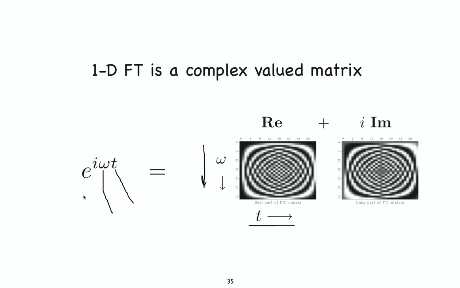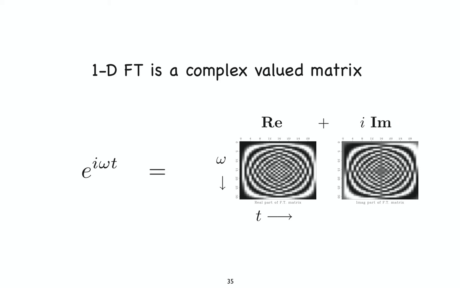So this thing is really, when you bring this e to the i omega t into a computer, it really becomes a matrix. And the matrix has a real part, and the matrix has an imaginary part. Now let's take a look inside of that matrix.